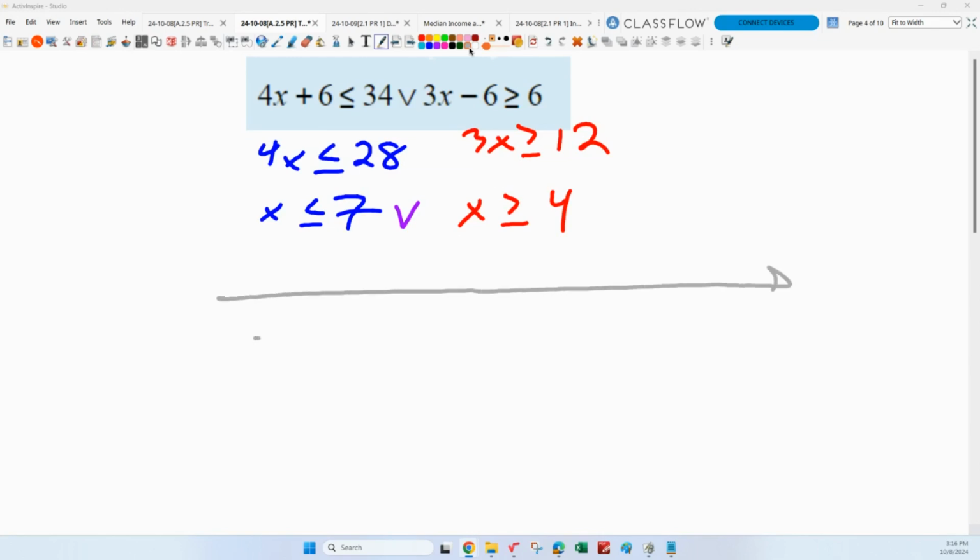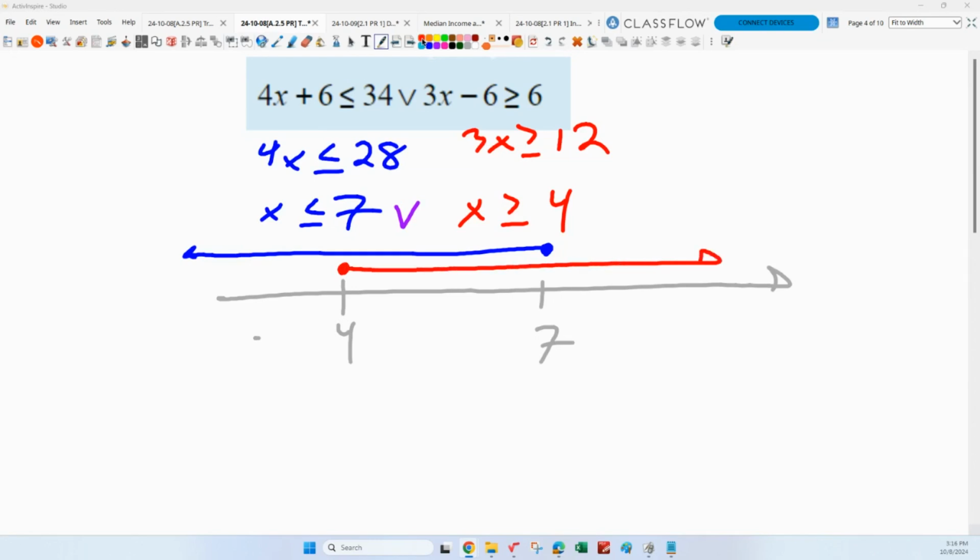So we graph it. Got numbers at 4 and 7. So if I graph the blue one, x is less than or equal to 7, doesn't that start with a closed endpoint at 7 and I graph to the left? Okay? Red one, x is greater than or equal to 4. Closed endpoint at 4, graphing to the right. Now this is an or statement. So I want every place where at least one of those is true. Right? Where could an ant stand on the number line and be either in a blue or a red region?